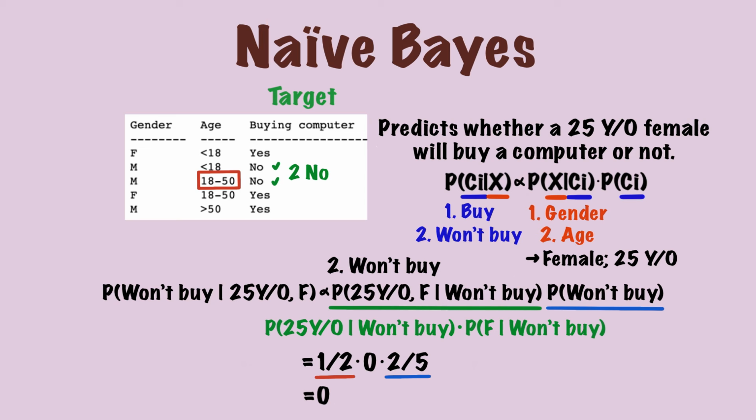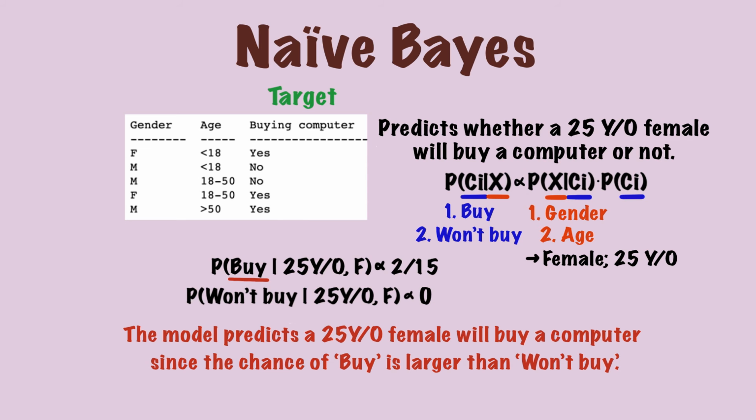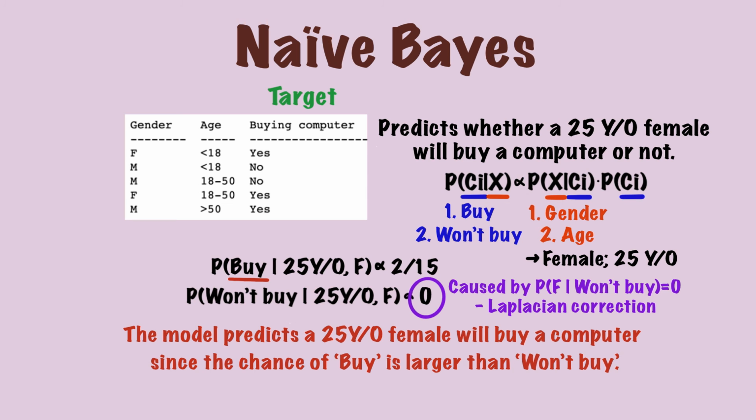In other words, it's impossible for a 25-year-old female not to buy a computer. Now we have the conditional probabilities for both classes, and we can compare the numbers. In conclusion, the model predicts a 25-year-old female will buy a computer, since the conditional probability of buying computer is higher. However, if you think about this, you may find it's not reasonable for a conditional probability to be 0.